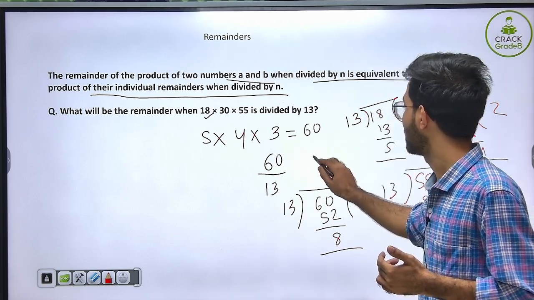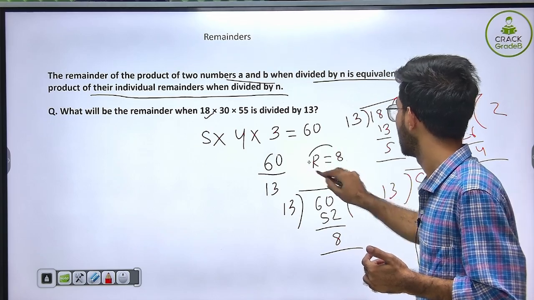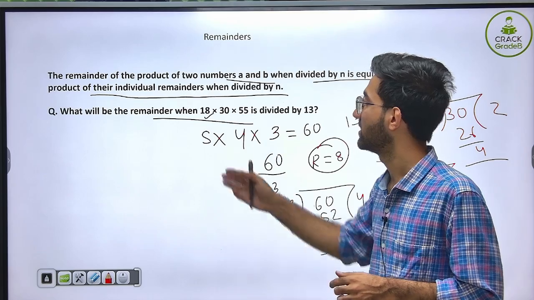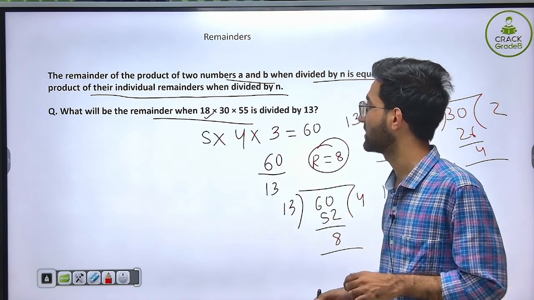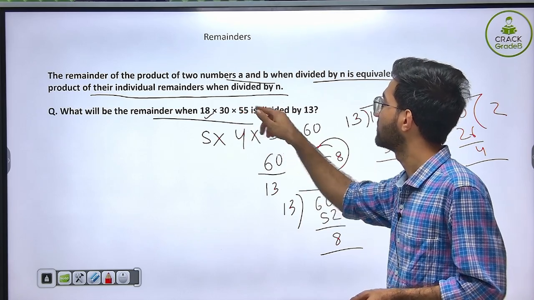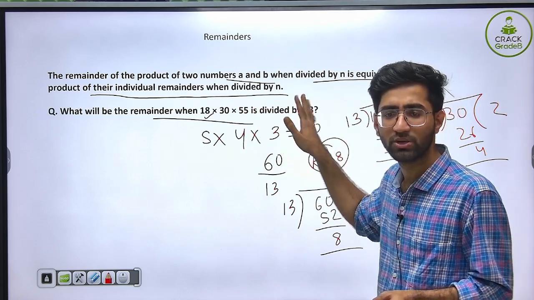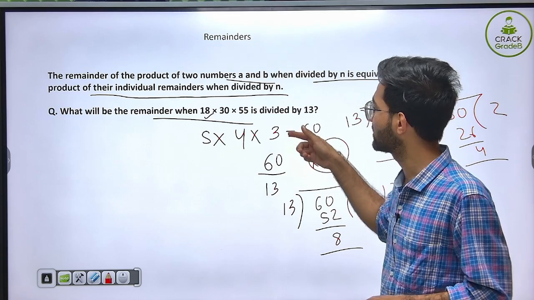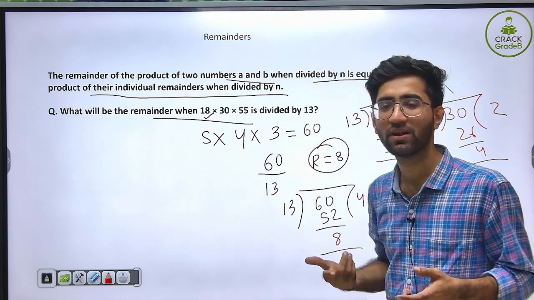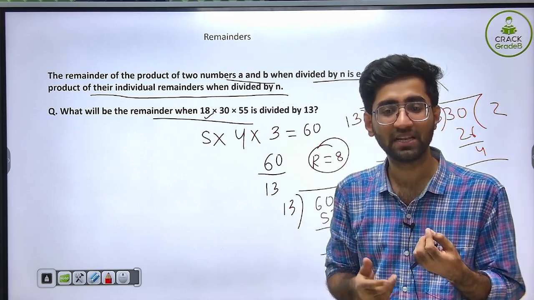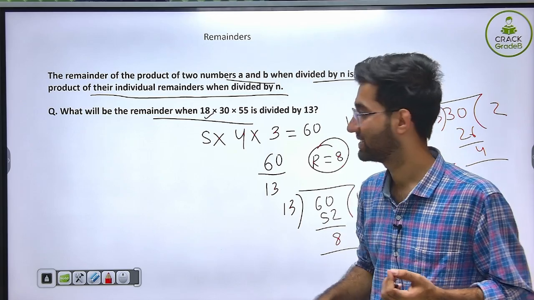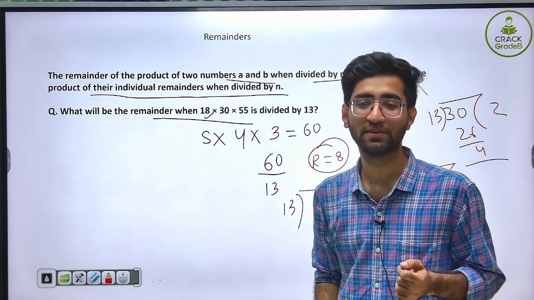So obviously, what is the remainder? The remainder is equal to 8. So what is the correct answer? The correct answer is 8. What will be the remainder when 18 into 30 into 55 is divided by 13? Suppose I add 4 into 42 into 37, again you will find the individual remainders, then you will multiply, right? And then you will deal with this smaller number. We can easily find the remainder when 60 is divided by 13, right? Hopefully all of you are able to understand.